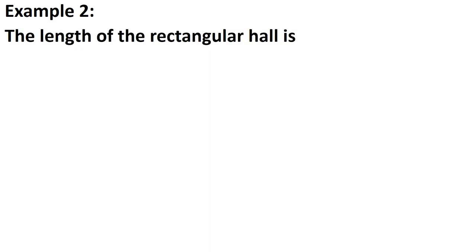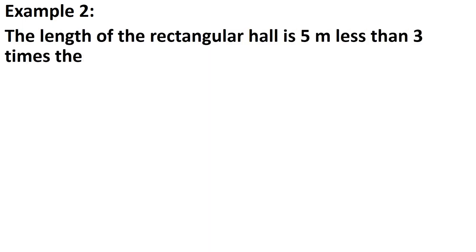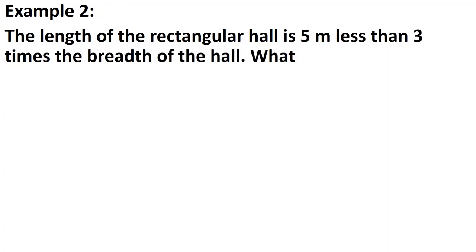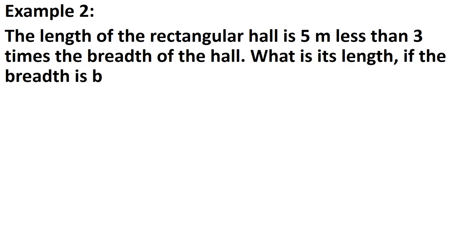See example 2. The length of the rectangular hall is 5 meter less than 3 times the breadth. Length of a rectangular hall is 5 meter less than 3 times its breadth of the hall. What is the length if the breadth is b meter? Now breadth is given to us, b meter. You have to find out the length.